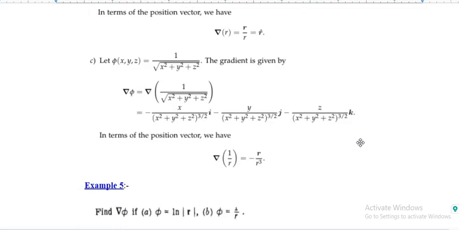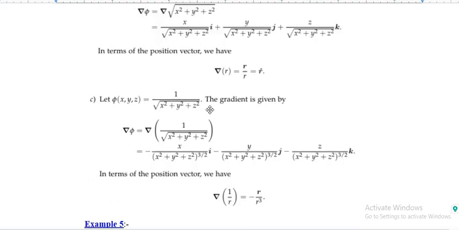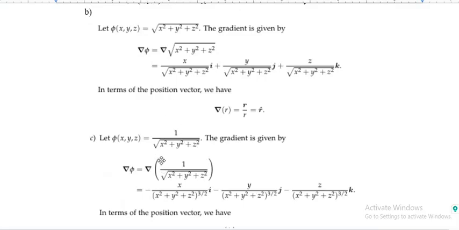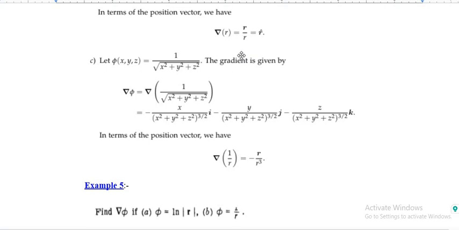Now we'll have another form of this thing. If you want to find 1 divided by this factor, here we have calculated square root of x square plus y square plus z square. Now here we try to find 1 divided by under root x square plus y square plus z square. So you need to find the gradient of this thing. Again the same procedure, we need to differentiate with respect to x, with respect to y, and with respect to z.